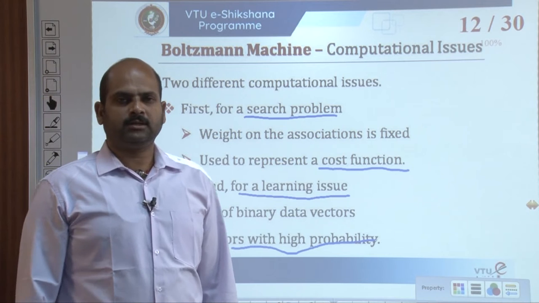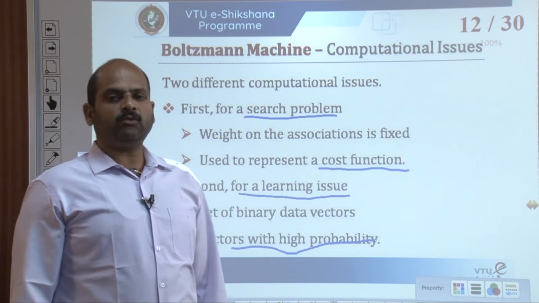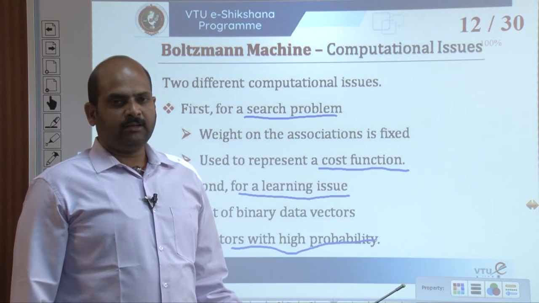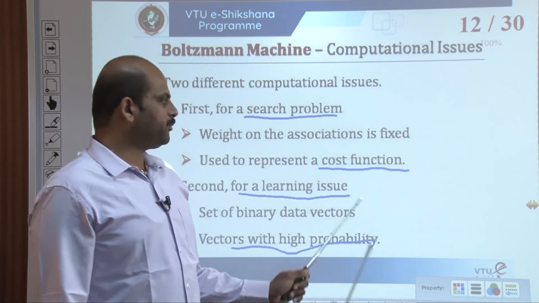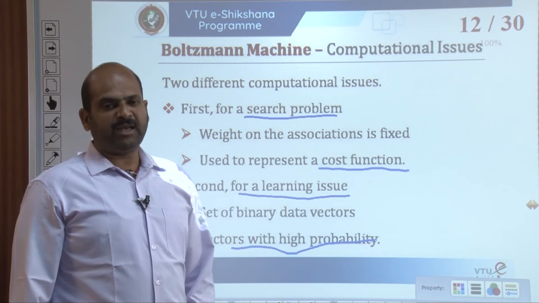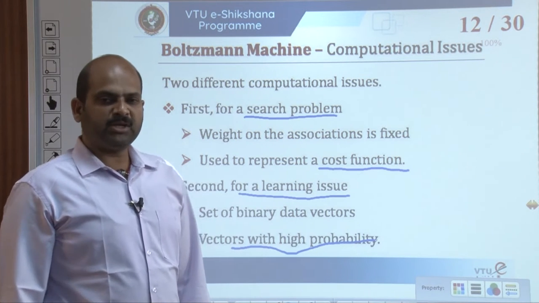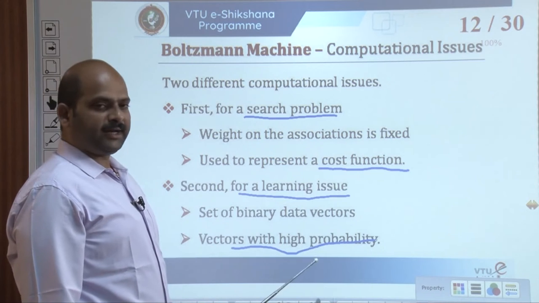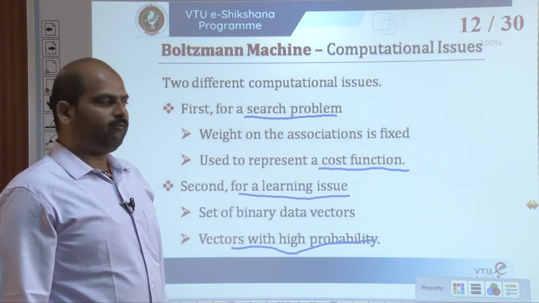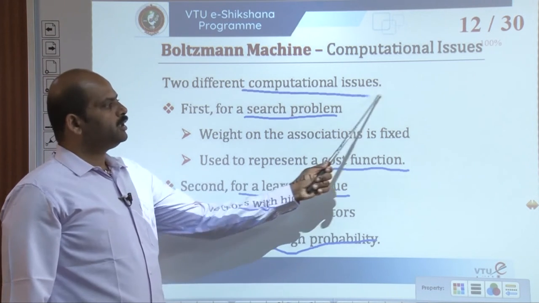To solve this, it must discover the weights on the associations so that, relative to other possible binary vectors, the data vectors have a minimum value of the cost function. So, for solving a learning issue, the Boltzmann machine makes numerous small updates to the weights, so that each update expects them to tackle a wide range of search issues. So, these are the two solutions for these computational issues.